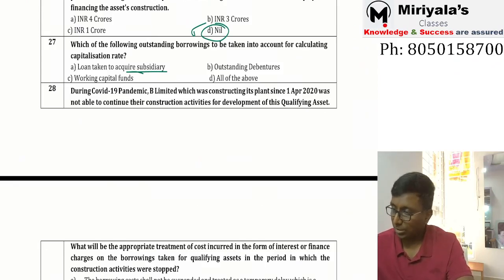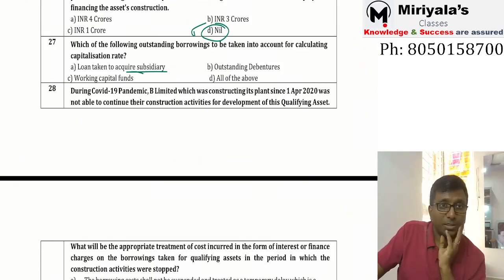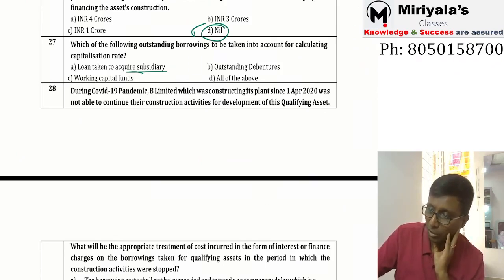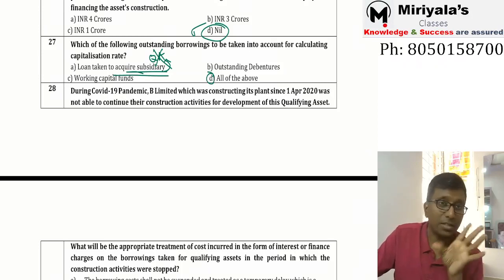Working capital funds, we do take it. We have to take it because borrowing includes everything basically. Correct? But the loan taken to acquire the subsidiary, this subsidiary is not a qualifying asset, correct? No, subsidiary is not a qualifying asset. Yes, no problem. Then I can go with all of the above. How? How in the sense? Subsidiary is not a qualifying asset first.